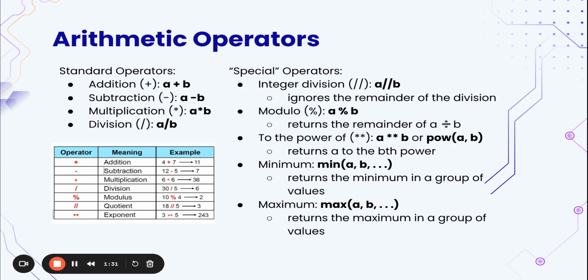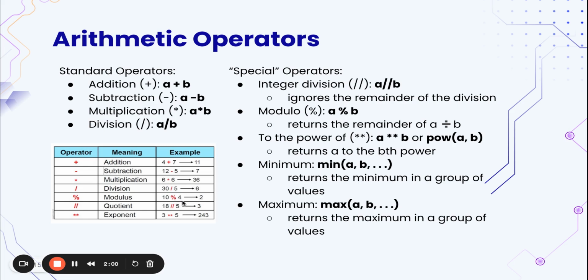So here are some examples. Let's walk through it. So for addition, we're adding 4 plus 7, and then our sum is 11. For subtraction, 12 minus 5, that's 7. For multiplication, 6 times 6, that's 36. Division, that's 30 divided by 5, and then that's 6.